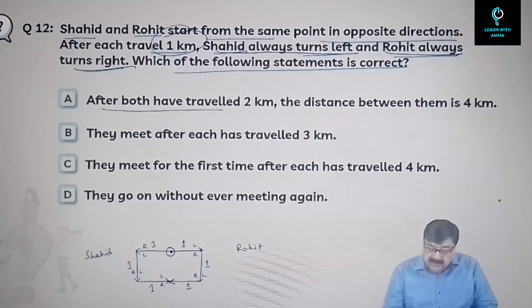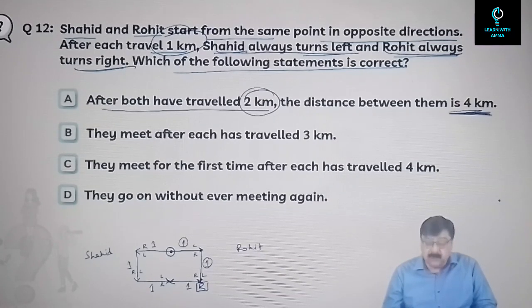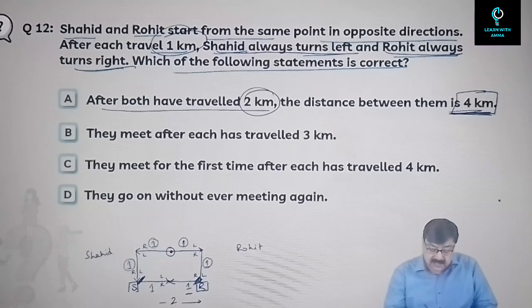So after both have travelled 2 kilometers, the distance between them is 4 kilometers, is it? This is 1 and this is 2. So this is where Rohit should be after 2 kilometers. This is 1, this is 2. This is where Shahid should be after 2 kilometers. Now the distance between them is 1 plus 1, 2 kilometers. That is the distance between them. Whereas this option says the distance between them is 4 kilometers, which is incorrect.